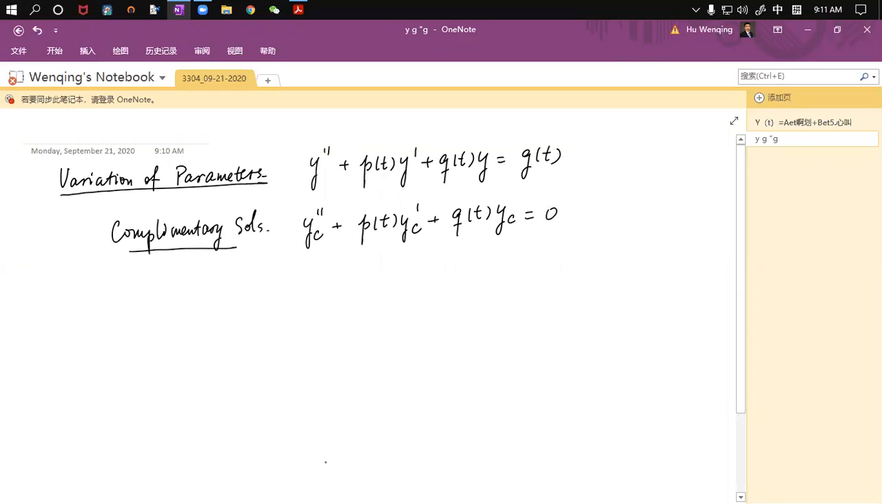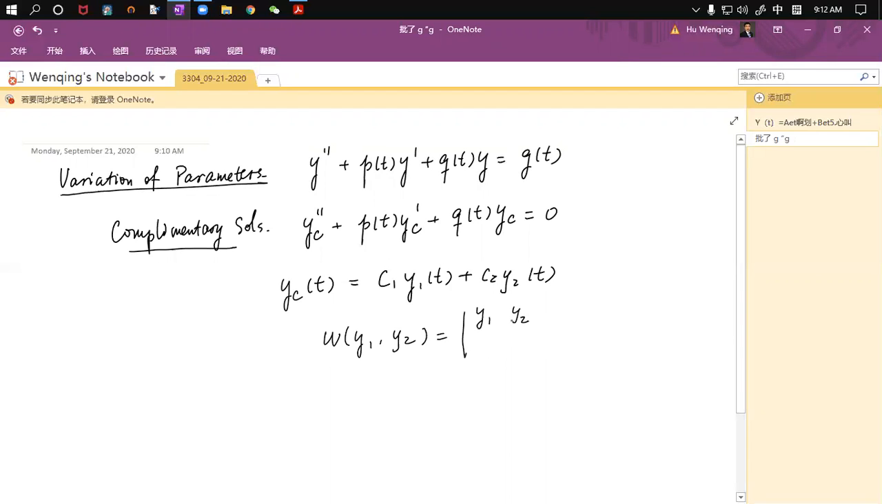Right, so the complementary equation. The complementary solution must take the form y_c(t) = c1 y1(t) + c2 y2(t), as we learned in our previous lectures. The y1 and y2 are the so-called fundamental solutions, right? Fundamental solutions means that y1 and y2 form a so-called Wronskian. The first row has the functions, the second row has the derivatives. The Wronskian is non-zero, right?